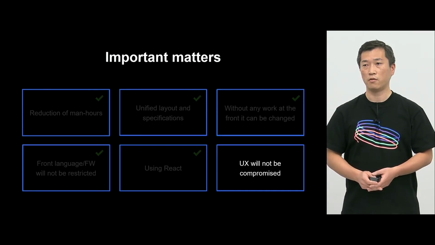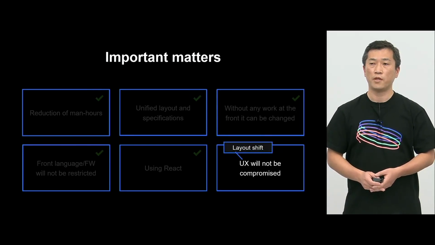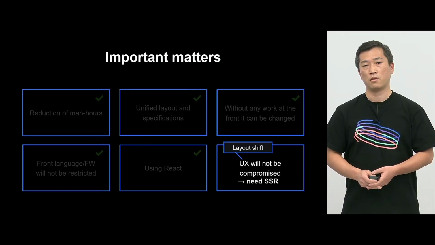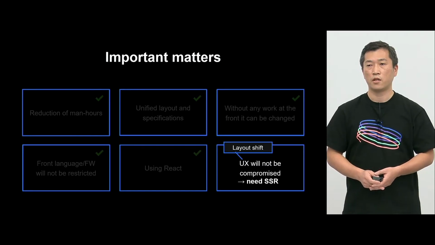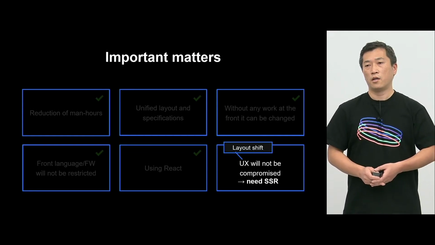But this is not the end of it. There are things that need to be cleared and solved. That is the last requirement, not to compromise UX. The biggest problem about the UX was the layout shift. Especially the common UI that is displayed on the first page. If there is a layout shift, all of the shopping sites will have the same problem. To minimize this, we needed server-side rendering, SSR. So what could we do?